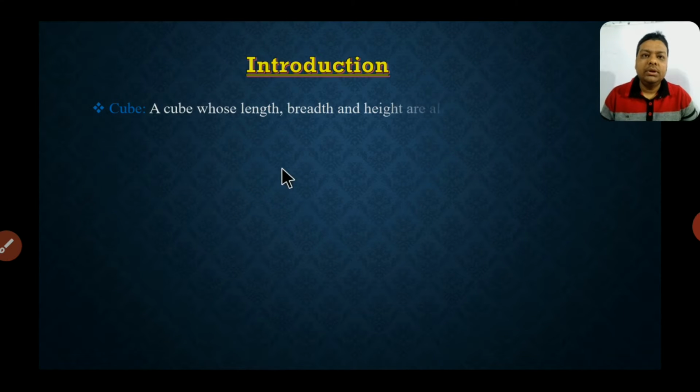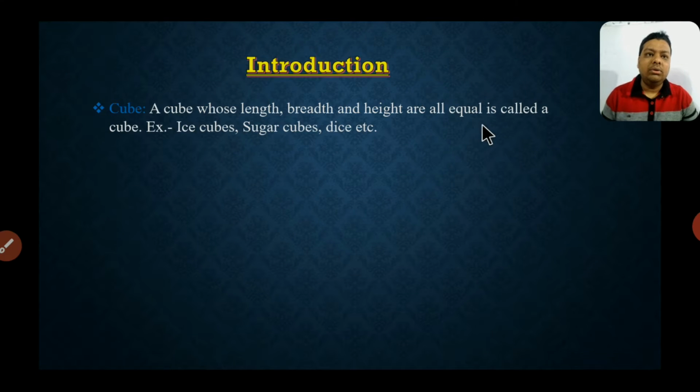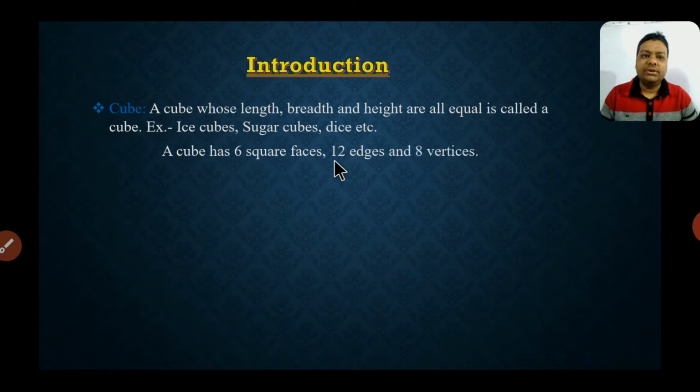Now, students, at first let's start with the introduction. So, first point is what is a cube? A cube whose length, breadth, and height are all equal is called a cube. Okay, dear. For example, ice cubes, sugar cubes, dice, etc. Now, a cube has 6 square faces, 12 edges and 8 vertices, same as a cuboid. You can see in the figure also.